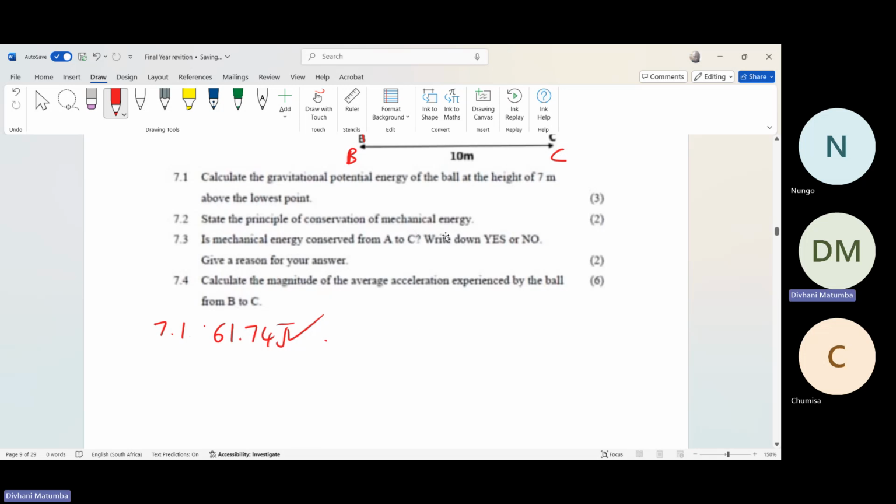Now state the principle of conservation of mechanical energy. Kumisa. Energy cannot be created or destroyed. It can only be changed from one form into another. Now that is the principle of energy conservation in general. You're going to get a partial mark. You're going to get 1 mark.